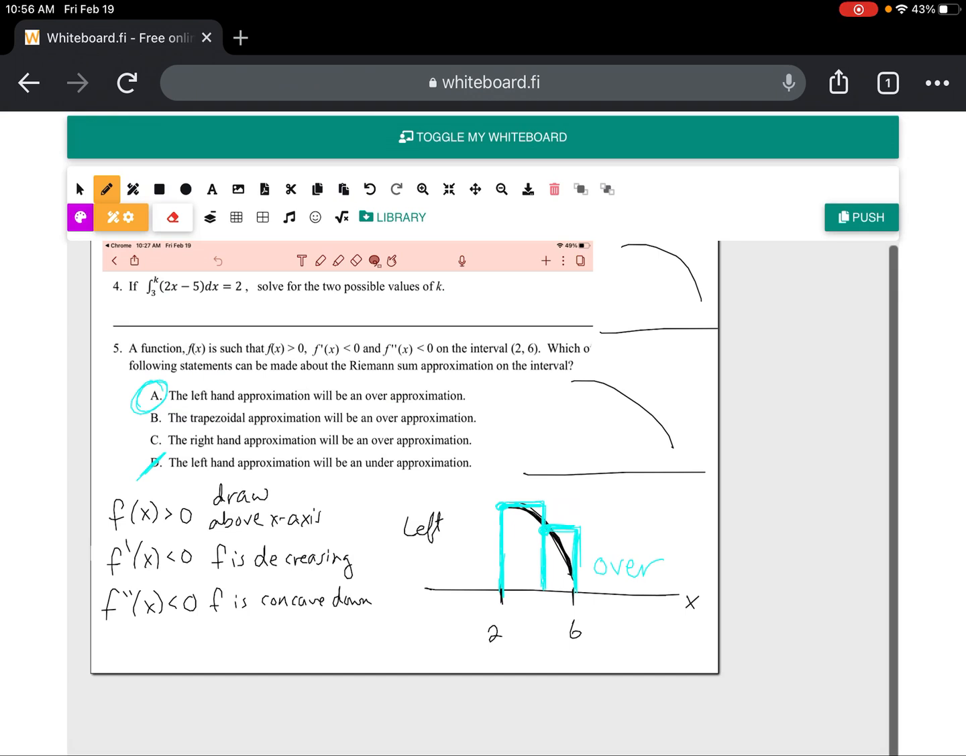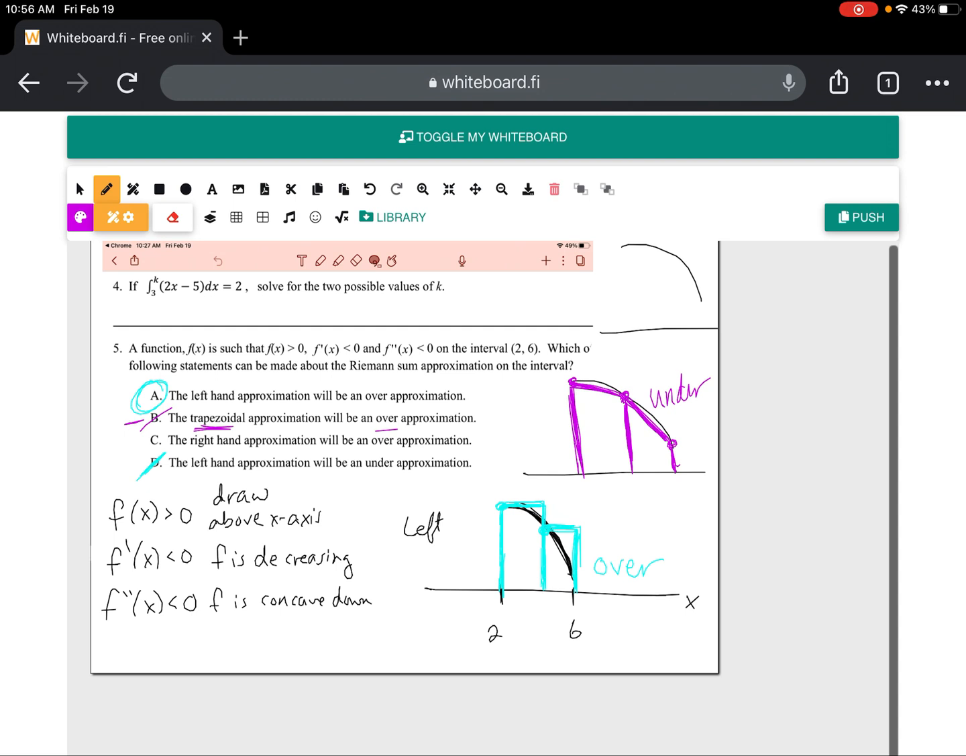So second one, I'll do purple for B, trapezoidal. So I'm going to draw a trapezoid. Let's draw 2 trapezoids. Okay, for trapezoids, both corners touch f of x. If I shaded in those trapezoids, would that be an under approximation or an over approximation? Under. Under, fantastic. So B is incorrect because it said over and it's under.